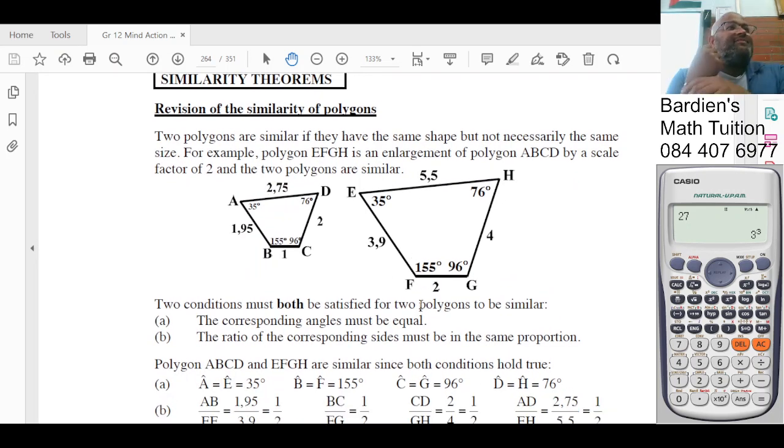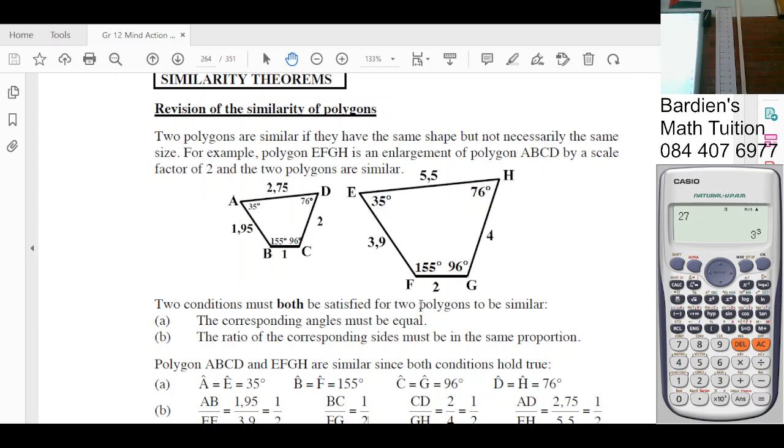People, similarity theorems. In the past, we spoke about two shapes being similar if they have the same shape but not necessarily the same size. So we say that all equilateral triangles will be similar. Why? Because they are the same shape but not necessarily the same size.